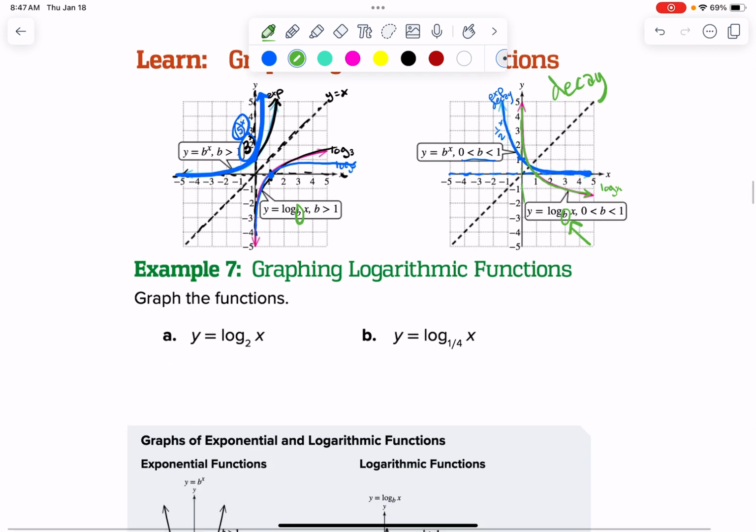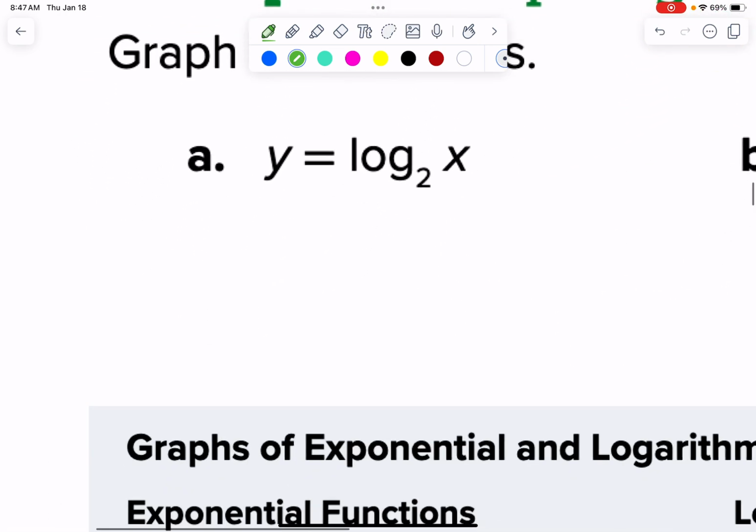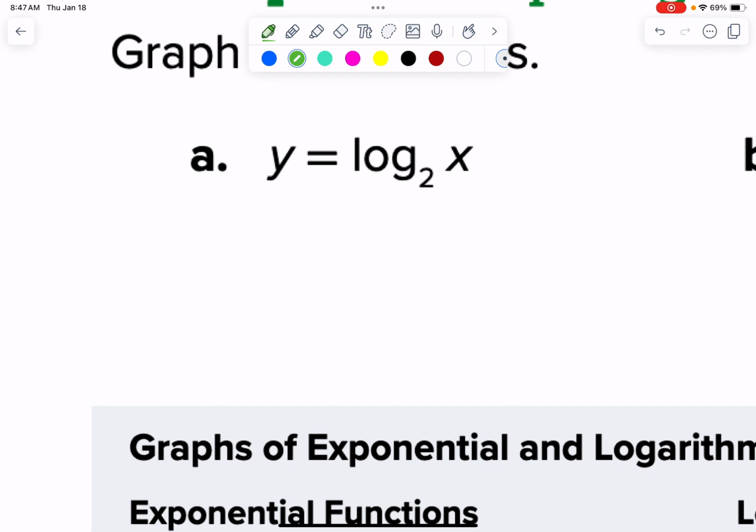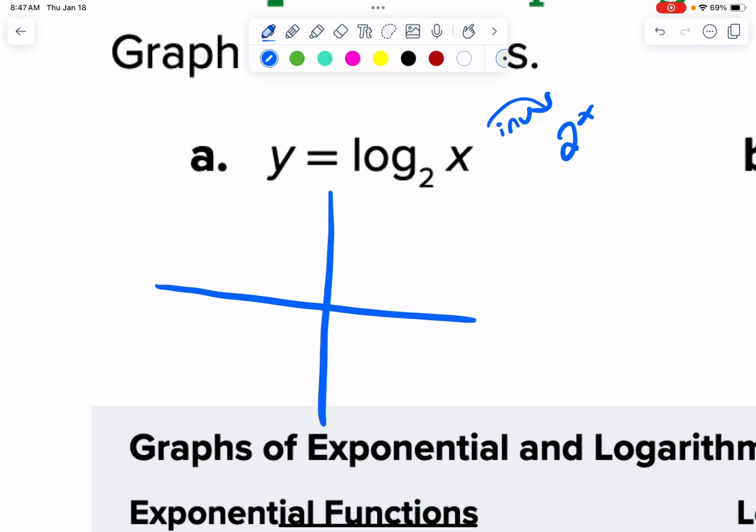So graphing functions, here we go. Graph the function log base 2 of x. We're just going to do a rough sketch, and I usually start with the exponential function. So 2 to the x power is its inverse, and I'm just going to plot a couple dots on here.